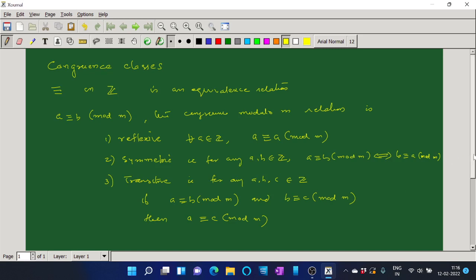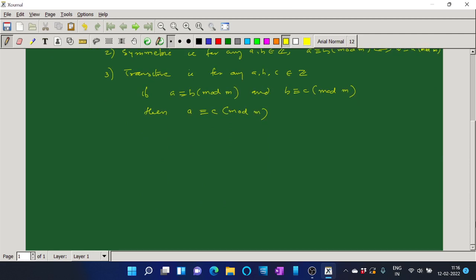Any equivalence relation defined on a set, suppose R is an equivalence relation defined on a set S, then this relation will partition the set into equivalence classes, which are nothing but the disjoint subsets of S. Here, the congruence relation partitions the set of integers into a finite number of disjoint subsets, and these subsets are called congruence classes.